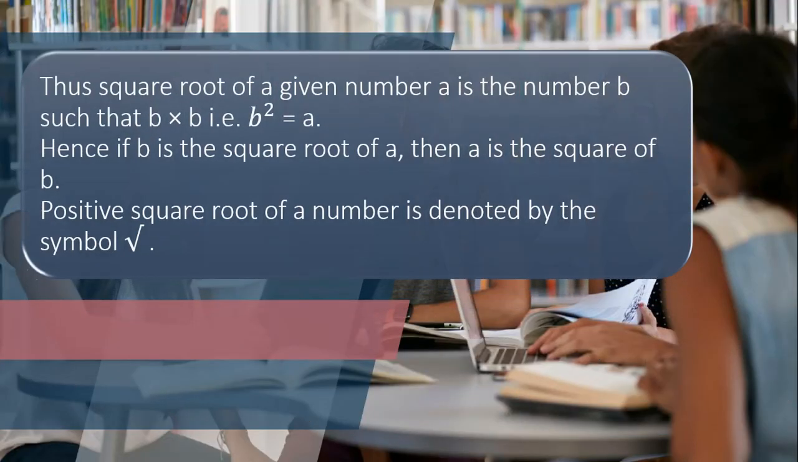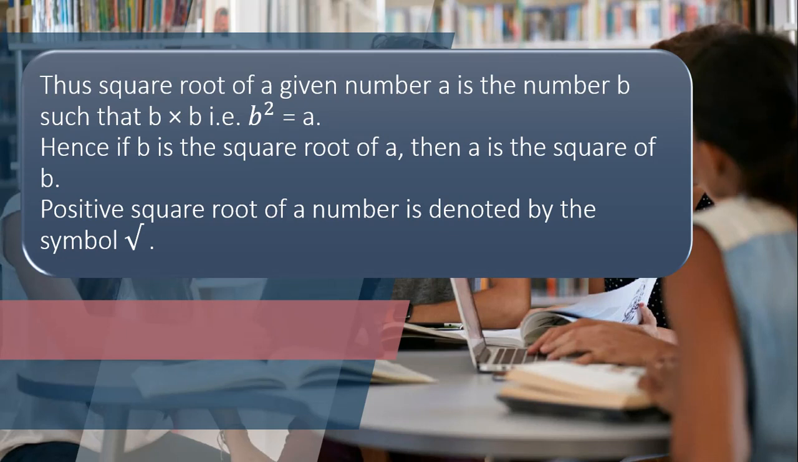Thus, a square root of a given number a is the number b such that b into b, that is b square, equals a. Hence, b is the square root of a. Then a is the square of b.